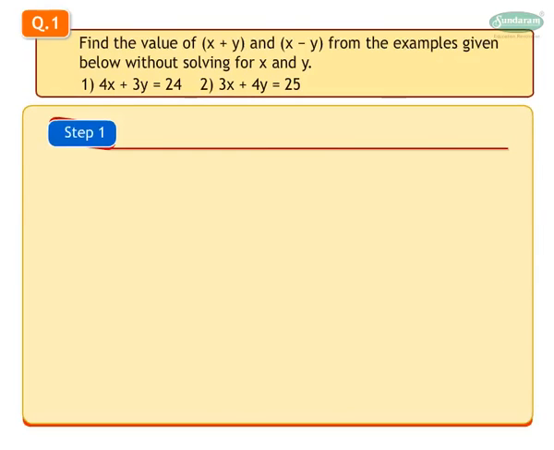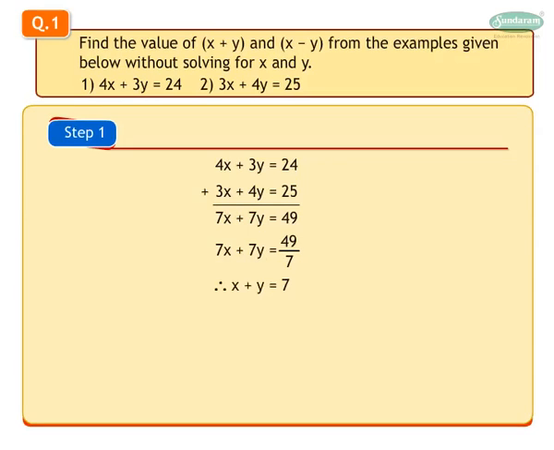Step 1. Add equation 1 and equation 2. 4x + 3y = 24 plus 3x + 4y = 25. We get 7x + 7y = 49. Now remember to find the common factor. Here 7 is the common factor. Hence we divide the equation by 7. We get x + y = 7.